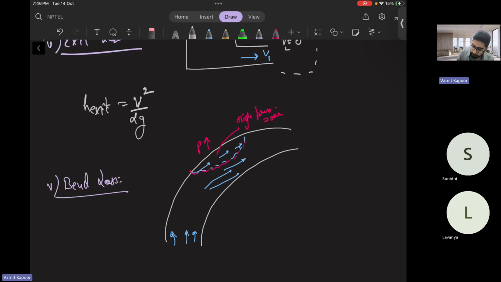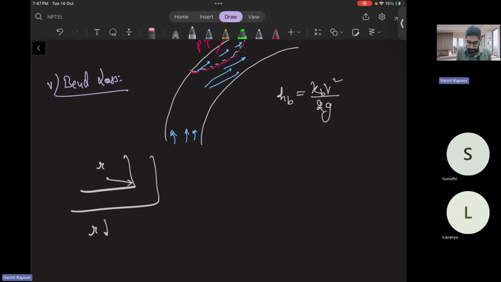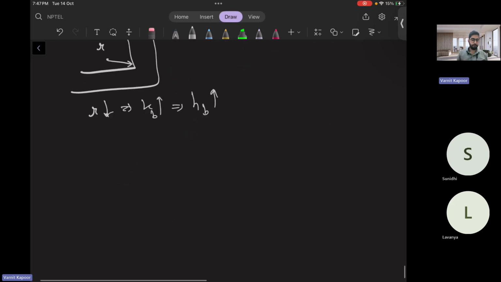So h of bend is nothing but K of bend into V square by 2g. As the bend increases, if the bend is exactly like 90 degrees, K has increased very far. R has decreased and K has increased. So in this scenario, R decreases, K increases, which implies h of bend increases. Next is your sixth, that is valve loss.